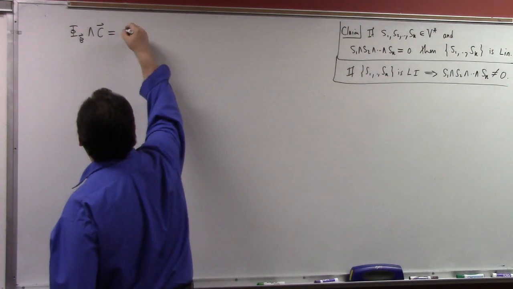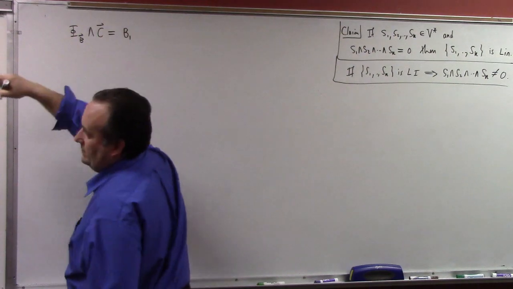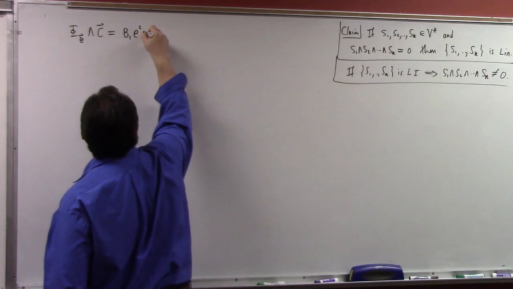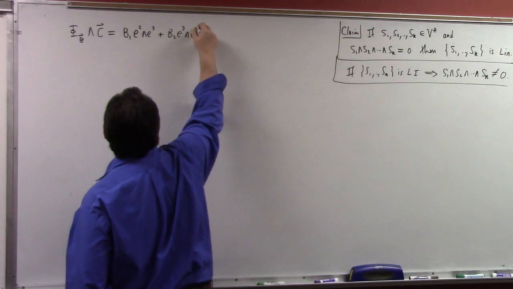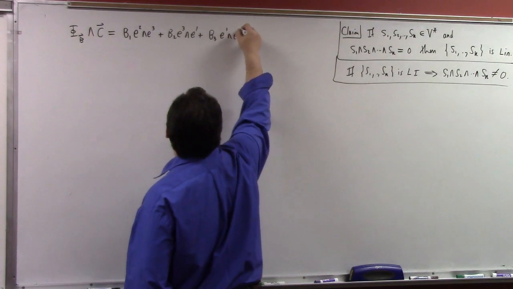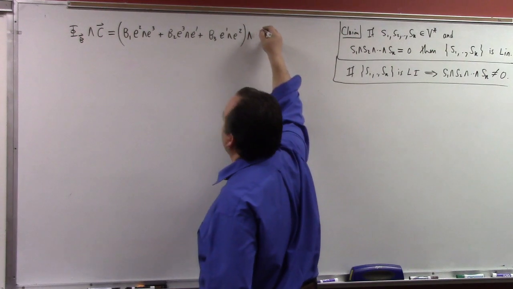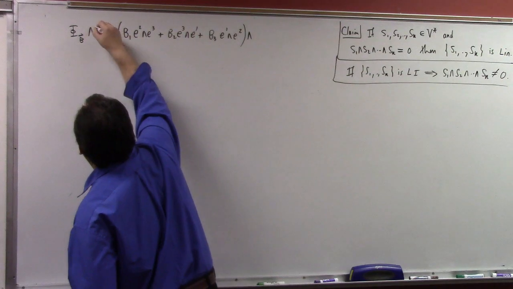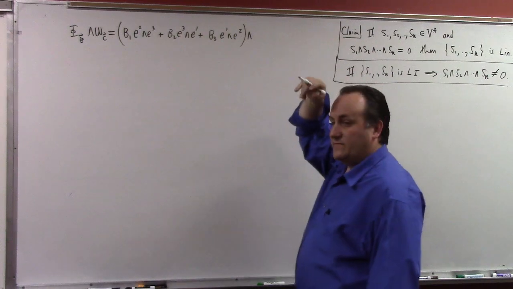So this would be, let's see here. B1 E2 wedge E3 plus B2 E3 wedge E1 plus B3 E1 wedge E2 by the definition of the flux form, right? Now that I take the wedge product with, oh my bad, this doesn't even make sense. My notation, I have to do omega sub C, my bad. Sorry about that. I'm not taking the wedge product of vectors directly.